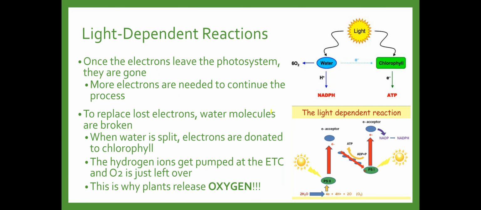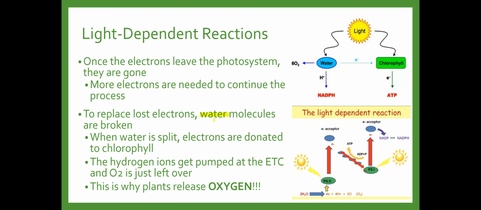Now the thing is once those electrons are gone, they're gone. And so if we did not have more electrons, this process would not last very long. The electrons would get excited, they would leave, process over. Luckily, that's not the case. Okay, so in order to keep this process going, we're going to have more electrons. And so this is where water comes in. Water is a reactant in photosynthesis.